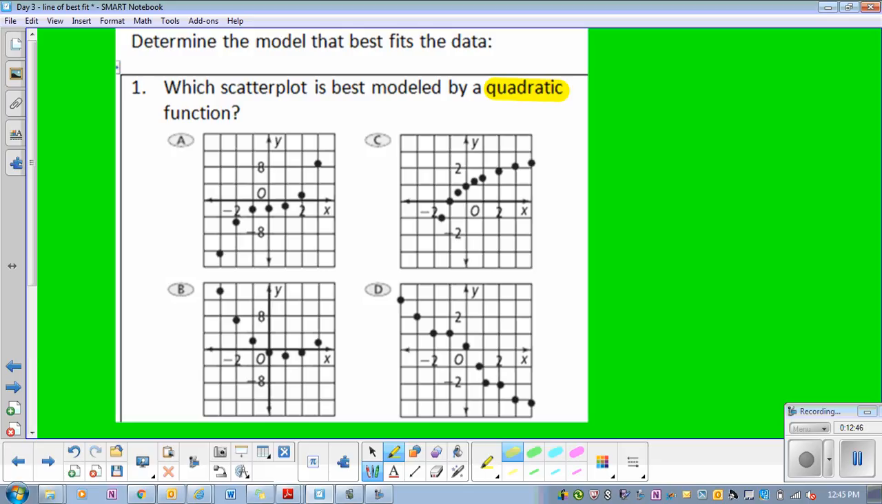I hear B, I think it's B. Anyone disagree? It looks the most curved out of all of them. B.